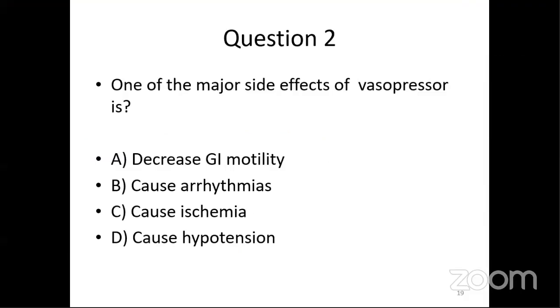One of the major side effects of vasopressors is decrease in GI motility. It causes arrhythmias, it causes ischemia, and it causes hypotension.